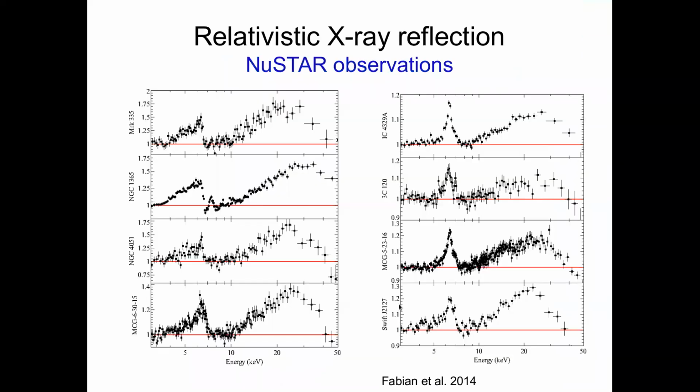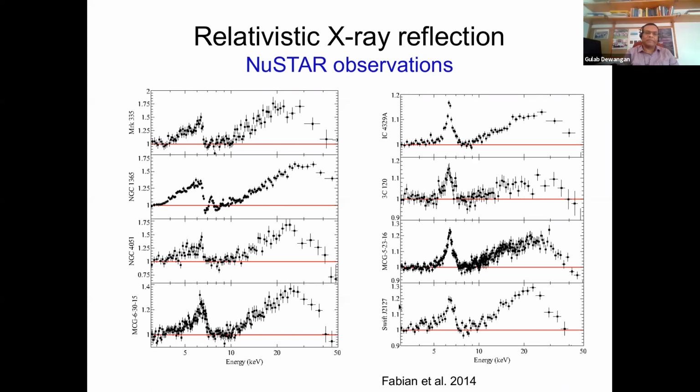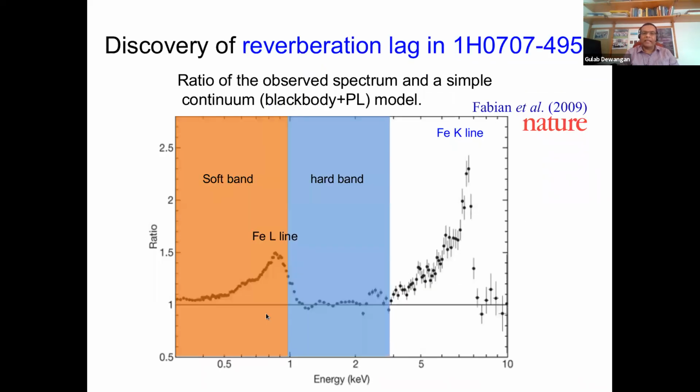So we now have a large number of such objects where you see this broad iron line as well as the reflection hump, and that obviously has been explained with this reflection spectrum. But there were other possible models. I will not go into the detail, and that kind of gave rise to some controversies. But then there was a very important discovery in 2009.